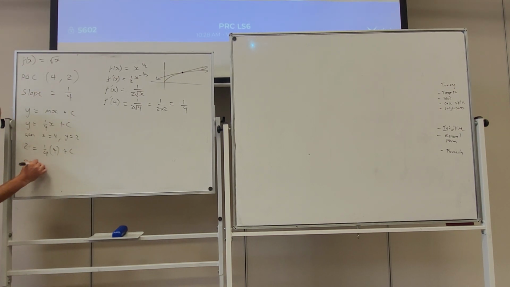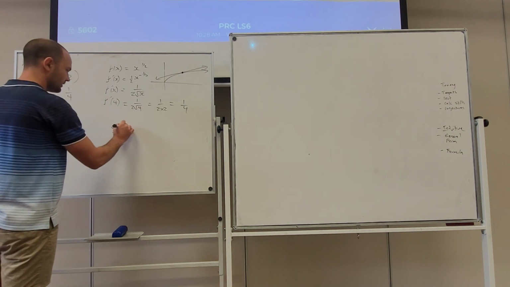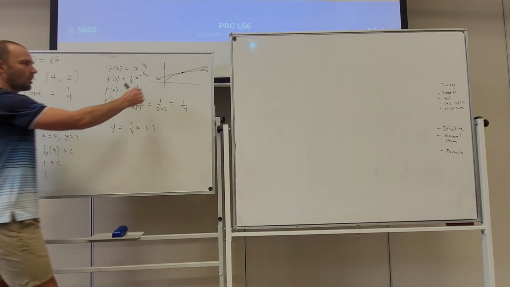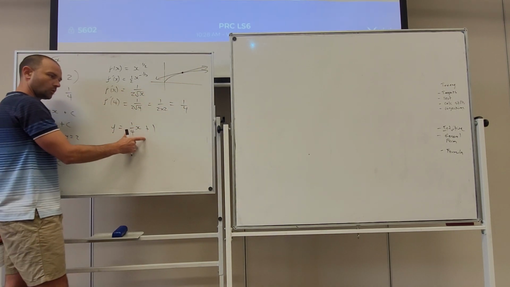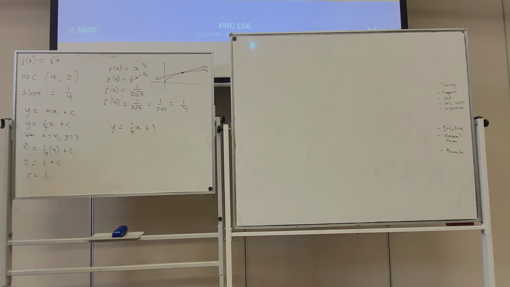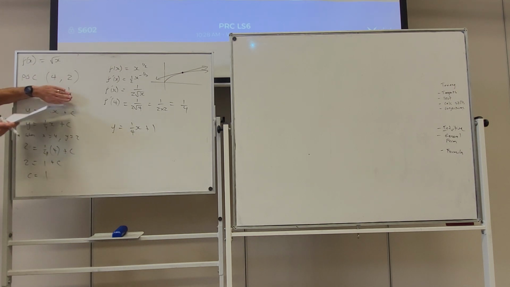And we'll evaluate this. A quarter times 4 is 1, plus c. And so our value of c has to be 1. Alright, so that means the equation of our tangent then is y equals a quarter of x plus 1. If we sketch the function y equals root x, and we sketch the function y equals a quarter x plus 1, we'll be able to see that it is tangent at that point. Okay. Alright, so break it down. Find the point of contact, find the slope, and then I just found the equation of the line with those properties. Very good.